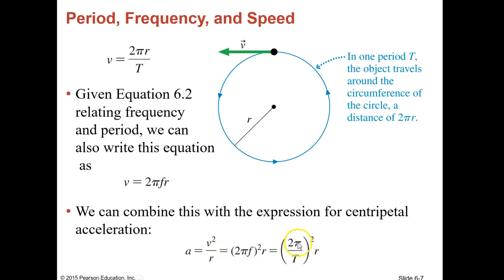Or 2 pi over t squared times r. There are some practice problems on this that you'll be given. You can also look up a bunch of practice problems, but if you look, the greater the radius, the greater the change, the greater the acceleration, the greater the rate at which you change direction.